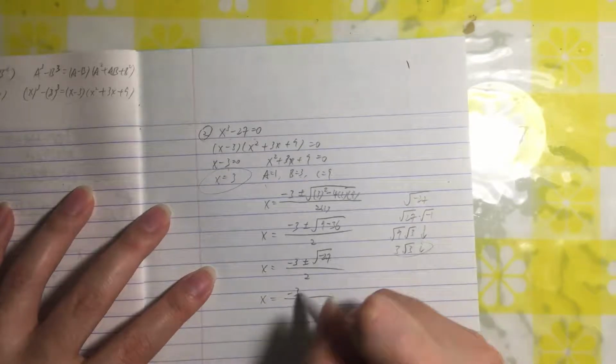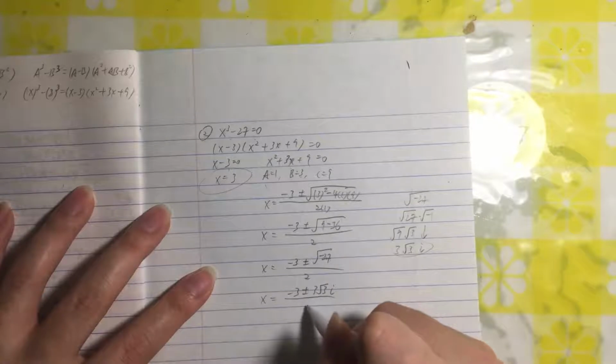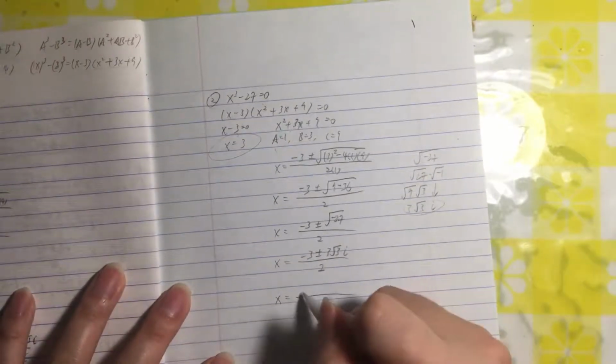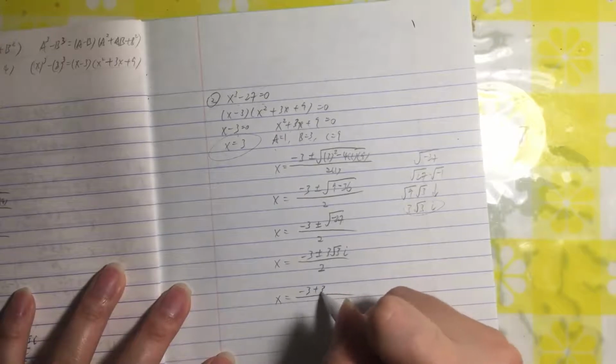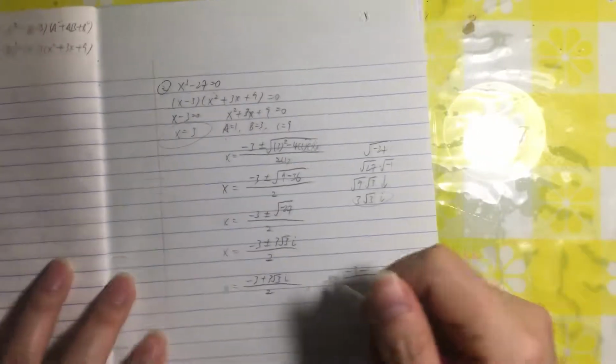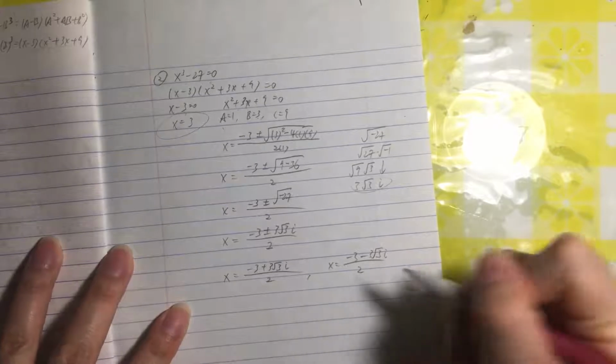So I get negative 3 plus or minus 3 square root of 3 times i, over 2. That means x equal to negative 3 plus 3 square root of 3 i over 2, or x equal to negative 3 minus 3 square root of 3 times i over 2.